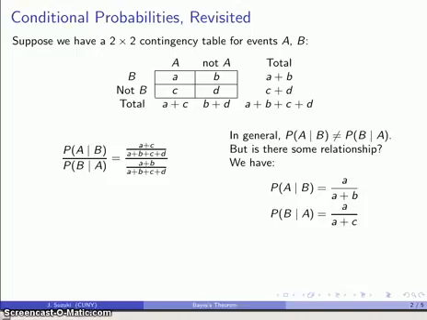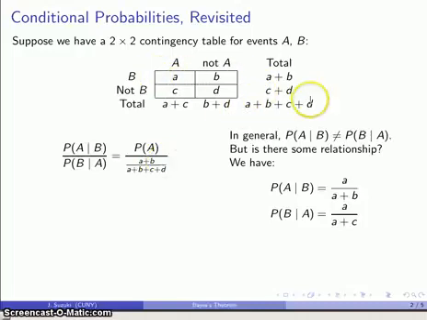Starting with the first, this A plus C is the number of times that A occurred out of all the times it could have happened. So this is the probability of A according to our frequentist viewpoint. Likewise, this A plus B is the number of times that B occurred out of all the times that it could have occurred. And so that's just our probability of B. And we have this wonderful relationship between the two conditional probabilities: the ratio between them is equal to the ratio between the probabilities of the events themselves.